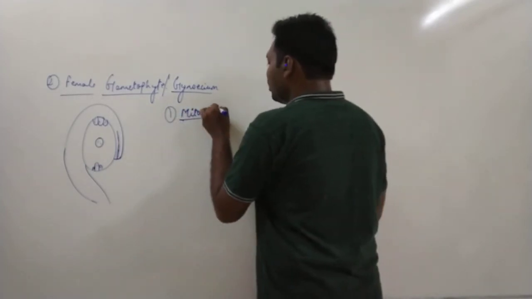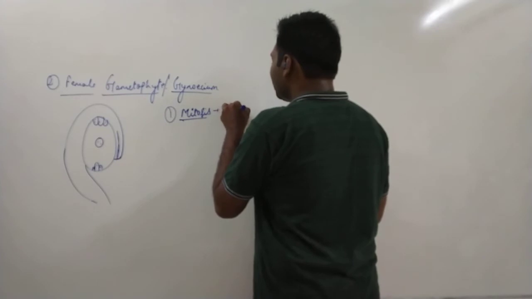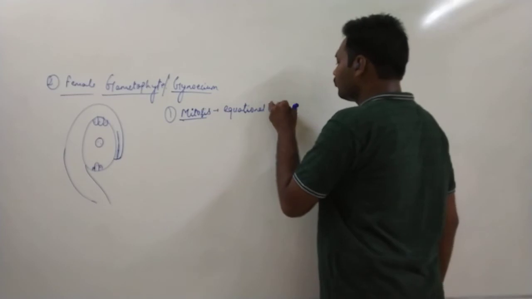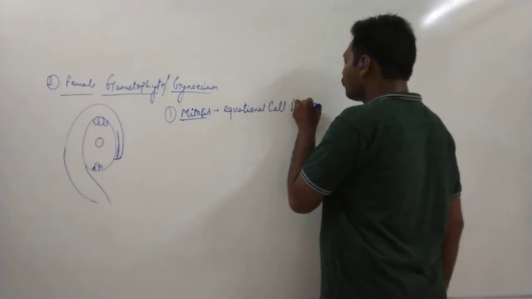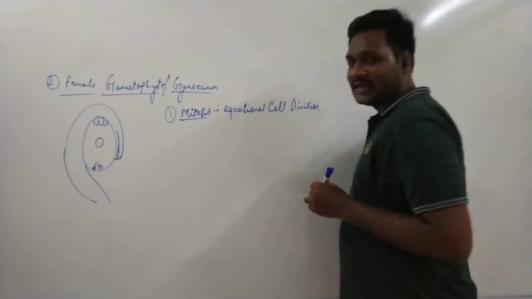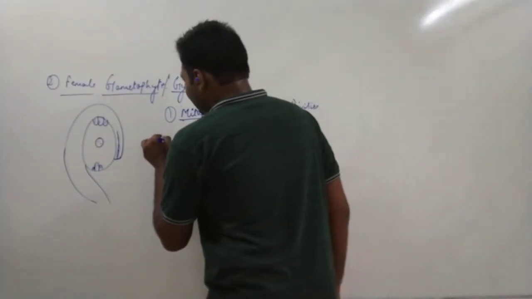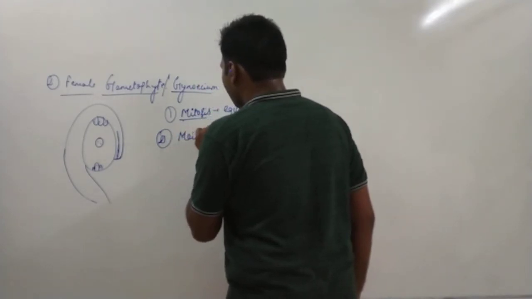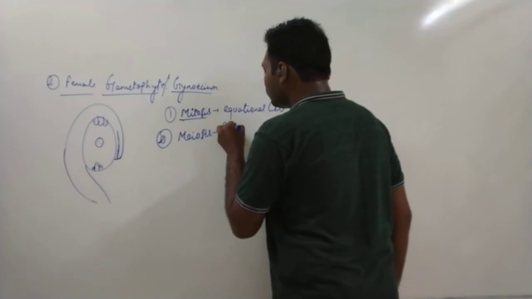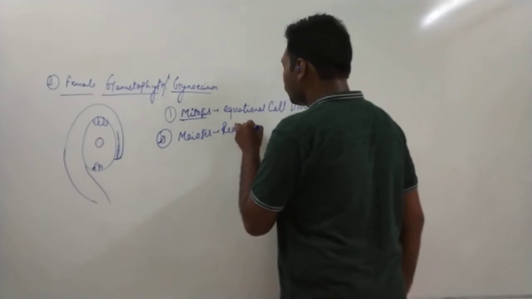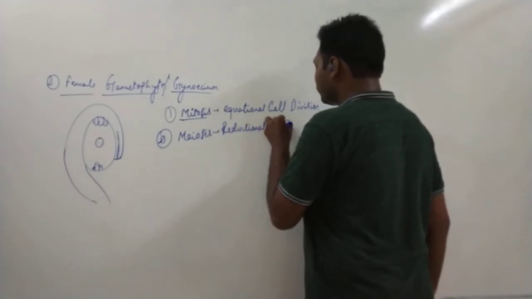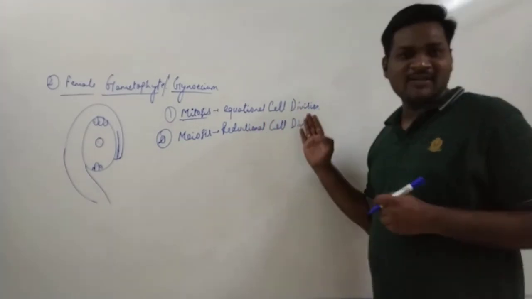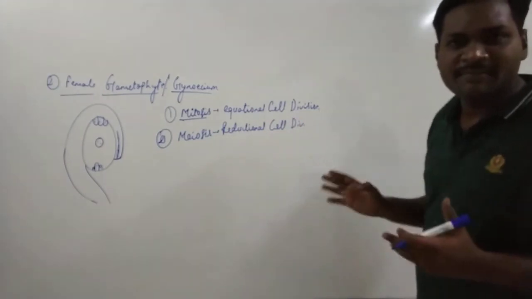Mitosis means it is called the equational cell division. That is called equational cell division. And meiosis is called reductional cell division. Okay, so mitosis is equational and meiosis is reductional. Now what does it mean basically?